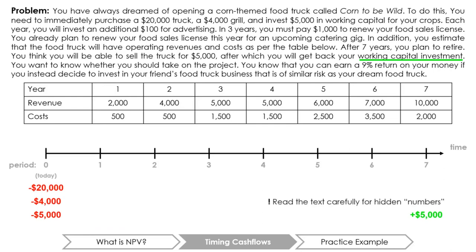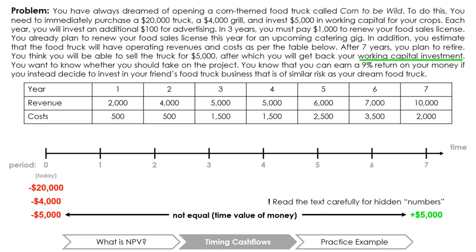Be careful not to miss this detail just because there's no number listed. Writing out numbers as words, or eliminating the numbers altogether, are common tricks to look for in NPV problems. But remember that the $5,000 we spend today and the $5,000 we get back in 7 years are not equal because of the time value of money.